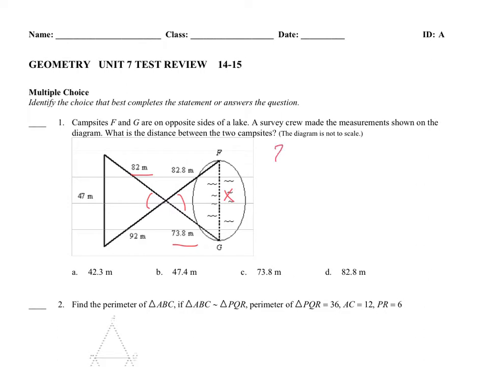So we would take 82 over 73.8, and when we divide that we get 1.1 repeating. Then we take the other corresponding sides and say 92 over 82.8, and that also equals 1.1 repeating. Therefore, these two triangles are similar because of side similarity. Since they're similar, we can take the ratios and find the value for x.